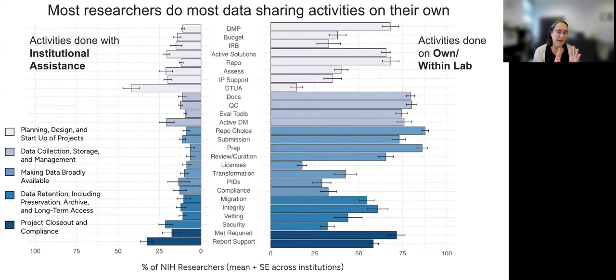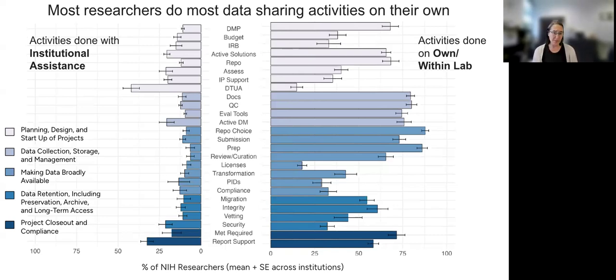So this slide has back-to-back graphs for each activity, again, color-coded by phase, but it shows the average percent of researchers who completed the activities on the left-hand side versus those who did the activities on their own or within their own lab on the right-hand side.